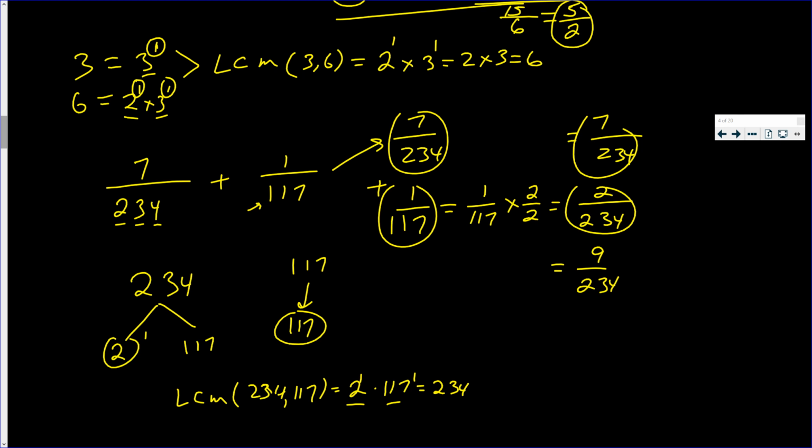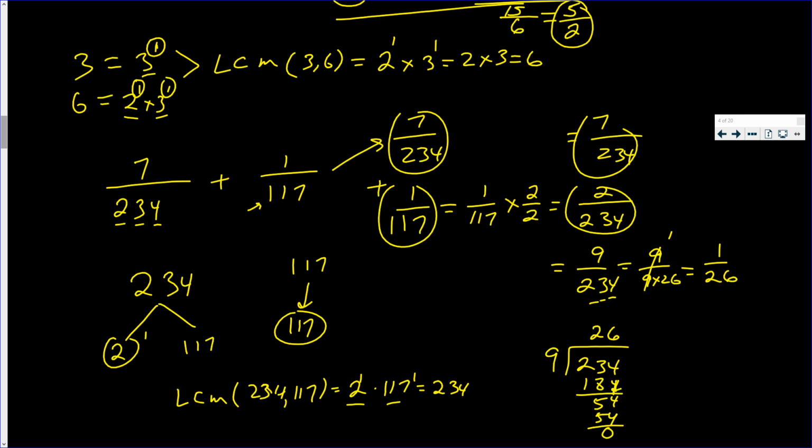And those digits add up to 9. That means 9 goes into 234. Twice, that's 18. 5, bring down the 4, goes in 26 times. So this is 9 over 9 times 26. It reduces to 1 over 26.